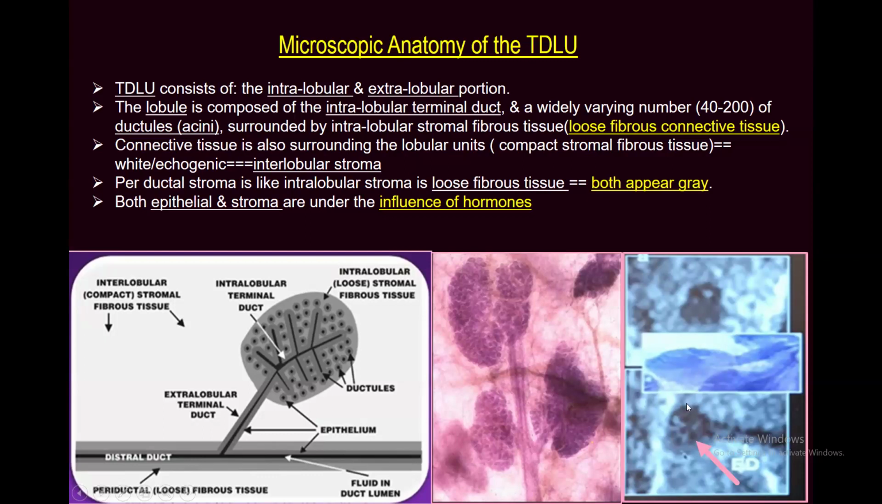This is an ultrasound image of a normal terminal duct lobular unit. Can you see these tiny, more hypoechoic dots within? These represent the acini. And as you know, both epithelial and stroma of the terminal duct lobular unit are influenced by hormones.